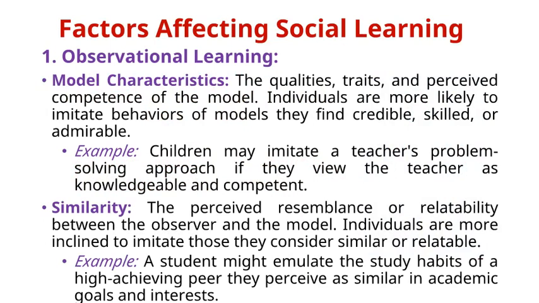1. Observational learning, model characteristics, the qualities, traits, and perceived competence of the model. Individuals are more likely to imitate behaviors of models they find credible, skilled, or admirable. Example: children may imitate a teacher's problem solving approach if they view the teacher as knowledgeable and competent.